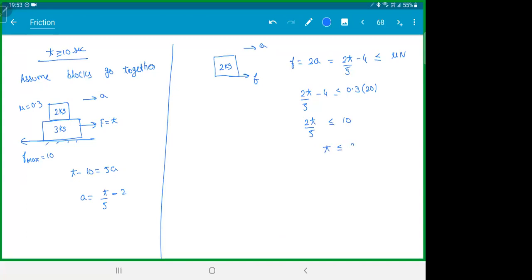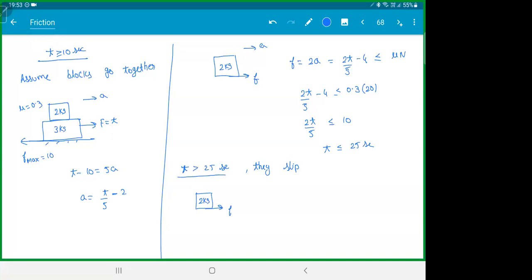T is less than or equal to 25 seconds. Up to 25 seconds they go together. So for T greater than 25 seconds, they slip. This is saying up to 25 seconds, I can keep them together. Please check the steps. This is how you proceed. Now, if they're slipping, then your job's done.